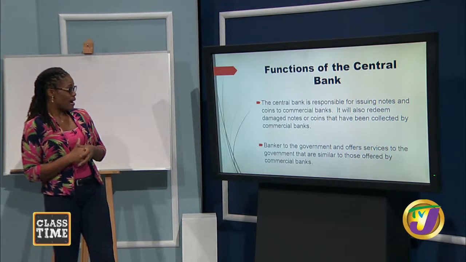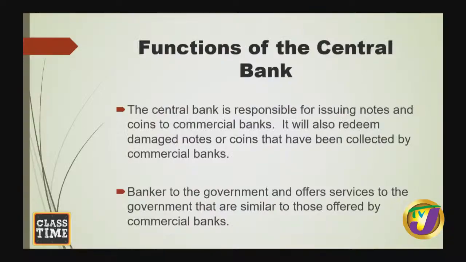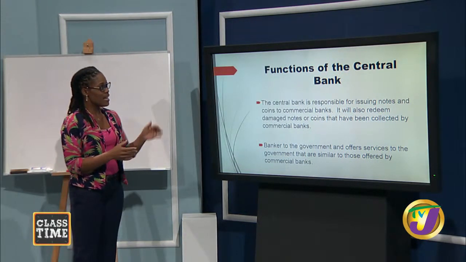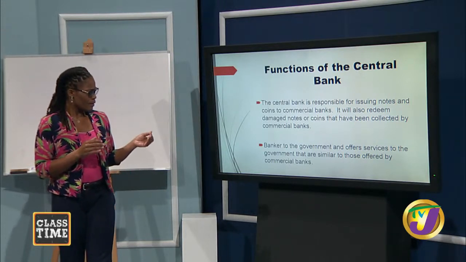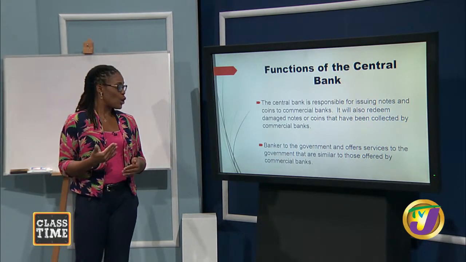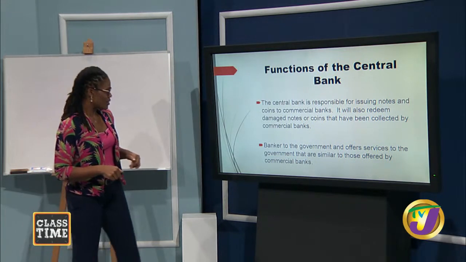Now, the central bank also serves as the banker to the government and offers services similar to those offered by the commercial banks to individuals and businesses. So, let us go back to what we did earlier. What are some of the services offered to individuals and businesses by the commercial banks? And the two main ones we stated were deposits and loans. So similarly, the central bank enables government agencies and the commercial banks to make deposits and also offers loans to the government and to the commercial banks under certain circumstances, which we will talk about later.